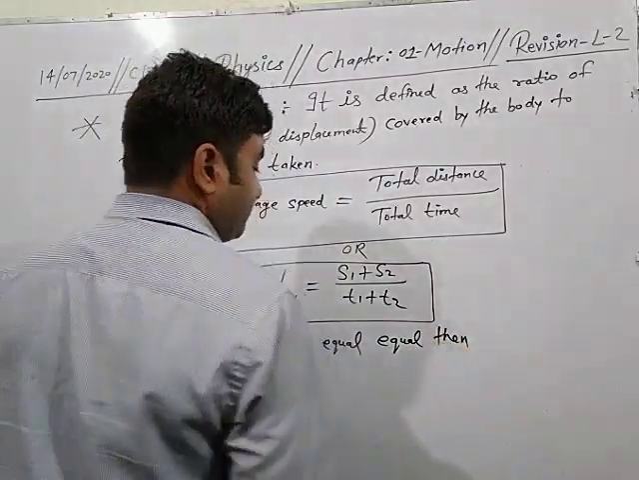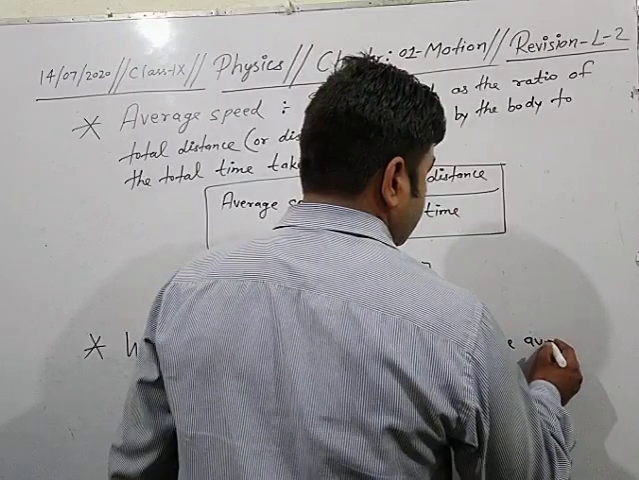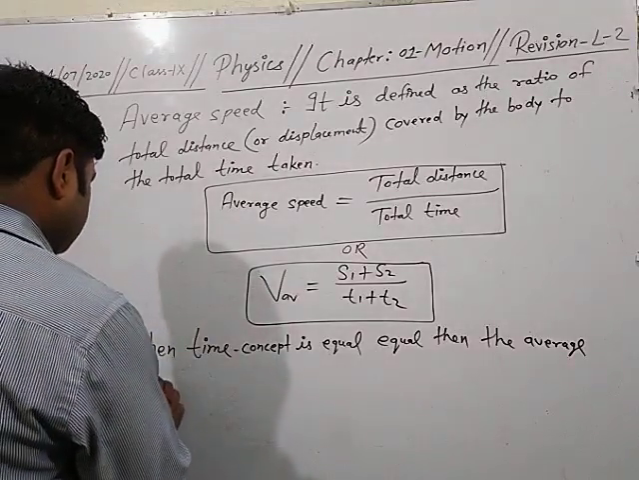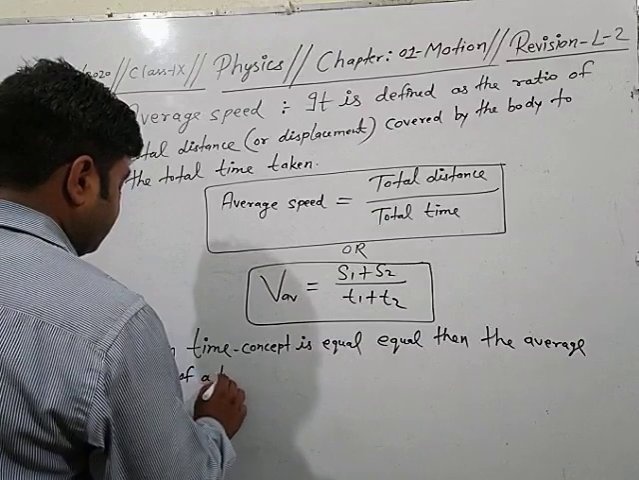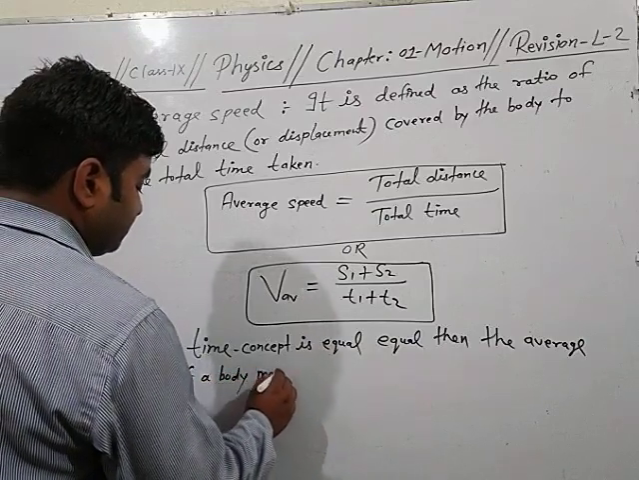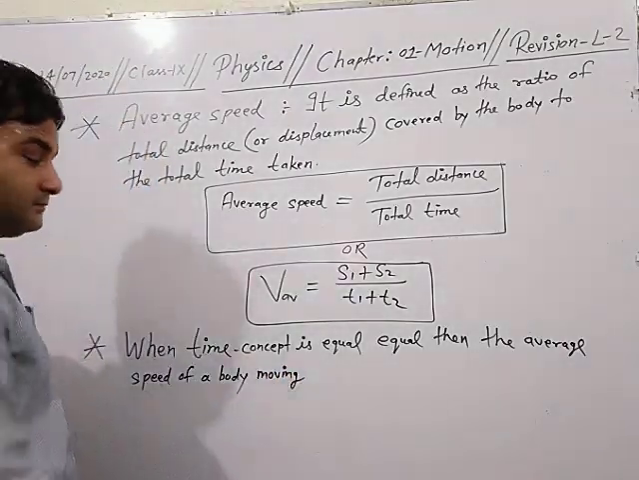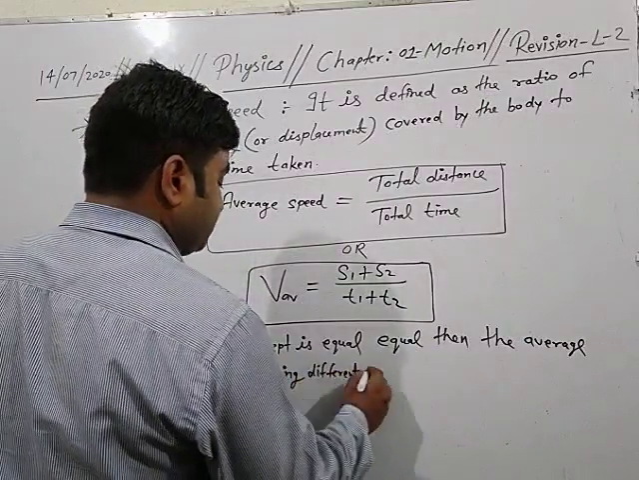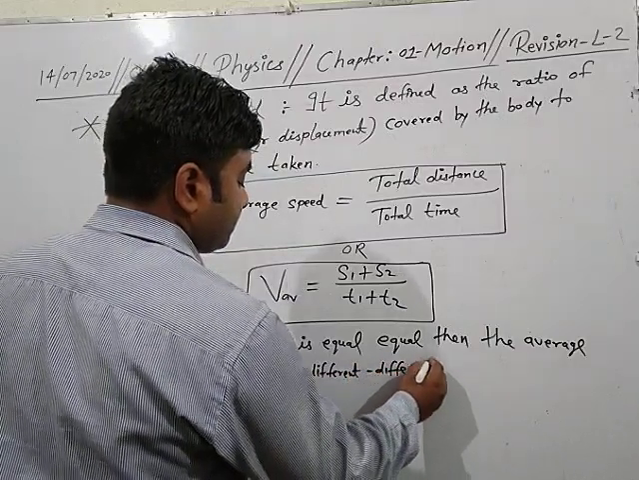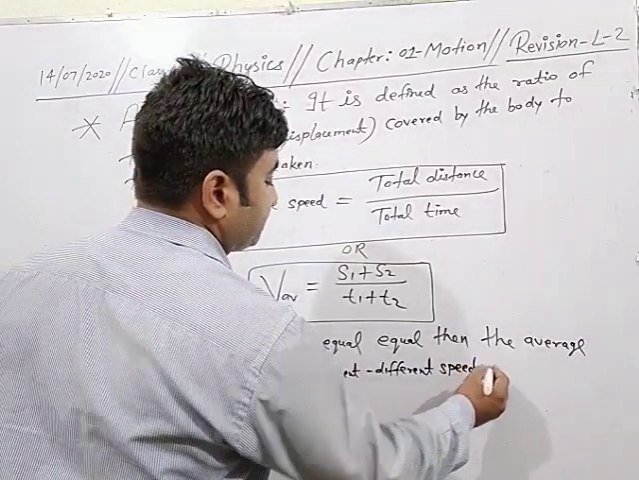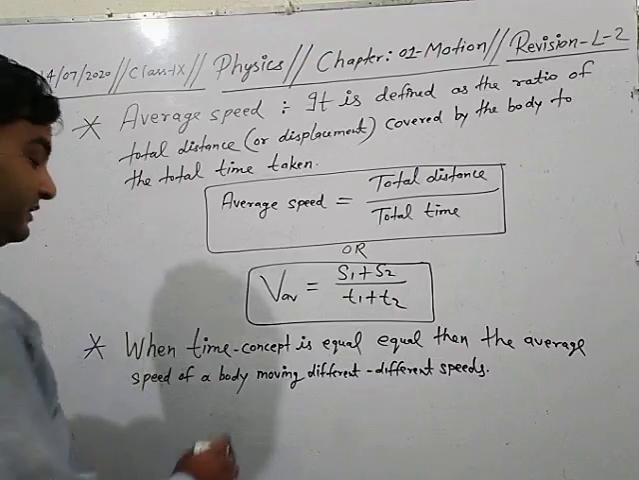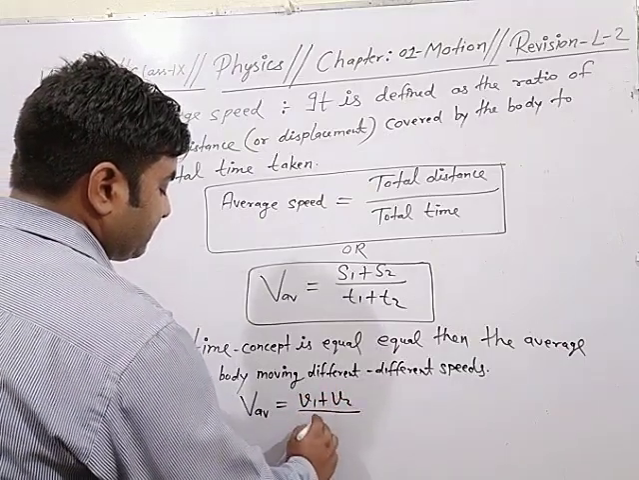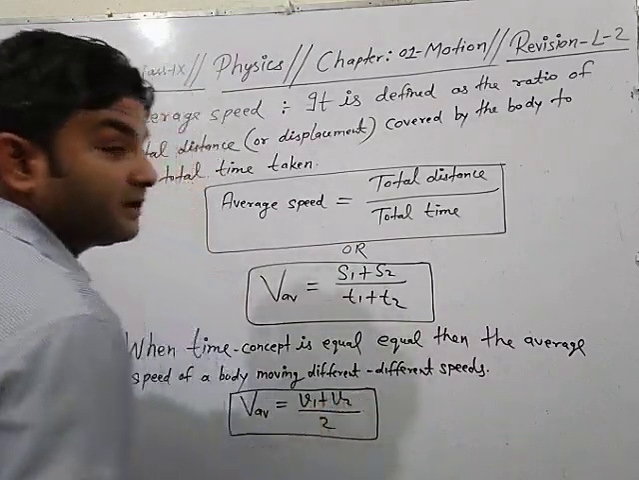then the average speed of a body moving with different speeds, that is VAV, equals V1 plus V2 upon 2. This is the formula for average speed.